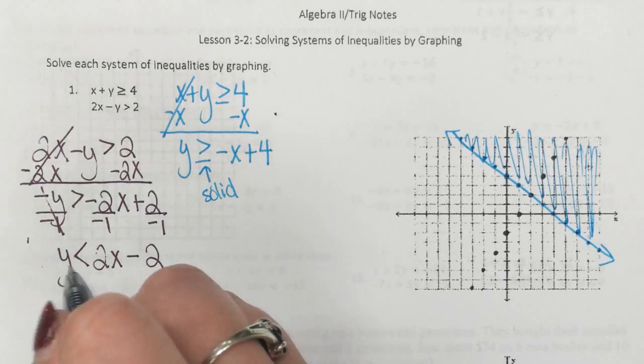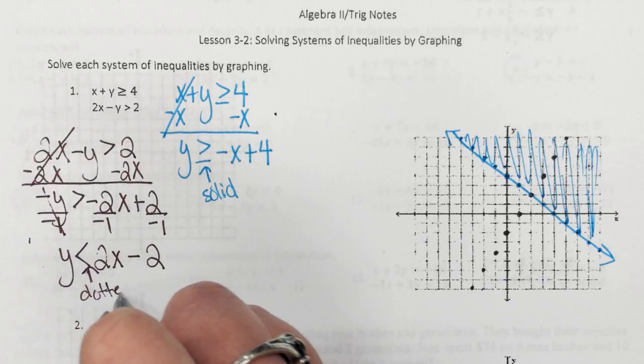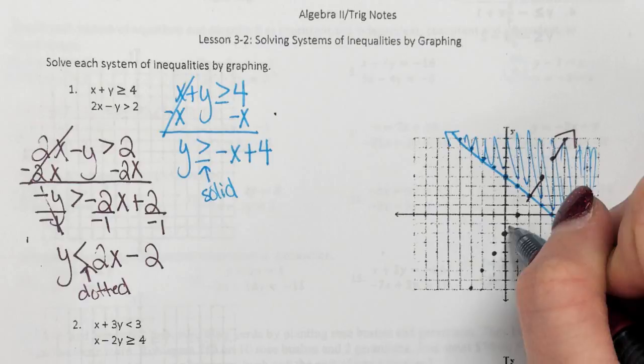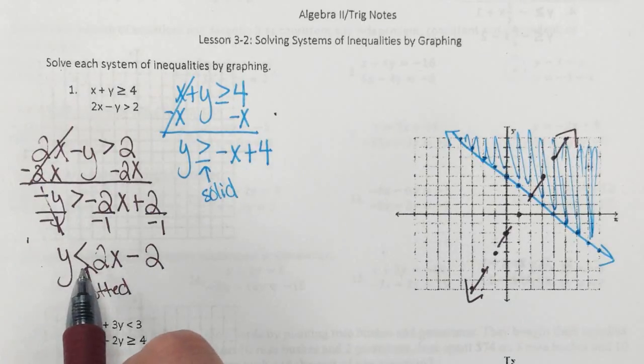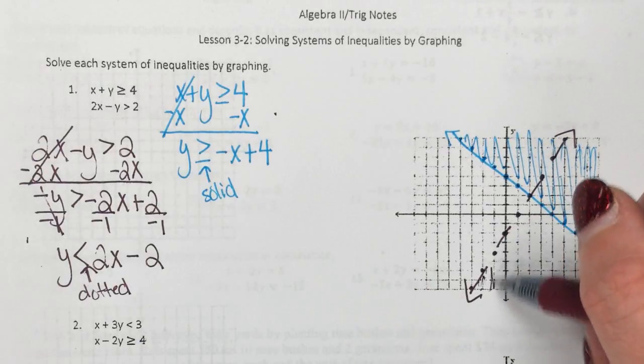All right, what about this guy? Does he get a dotted line or a solid line? Dotted, there you go. All right, and then where does he shade? Up above the line or below the line? Below. So everything below this red line.